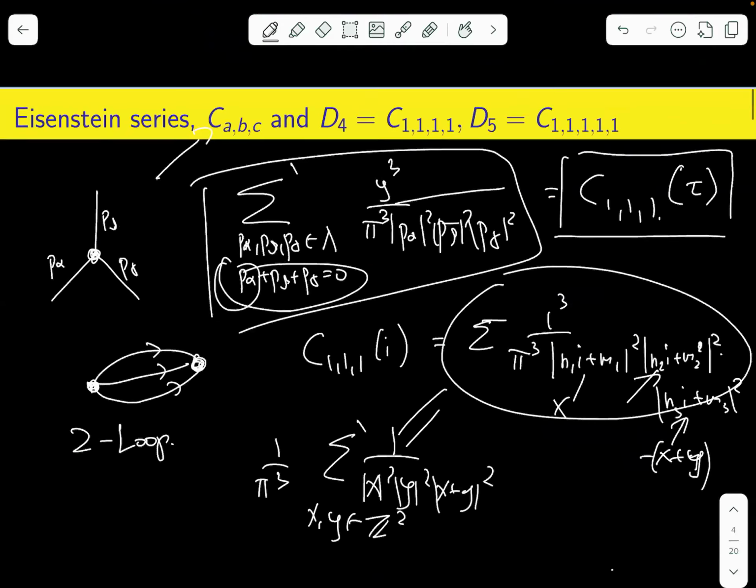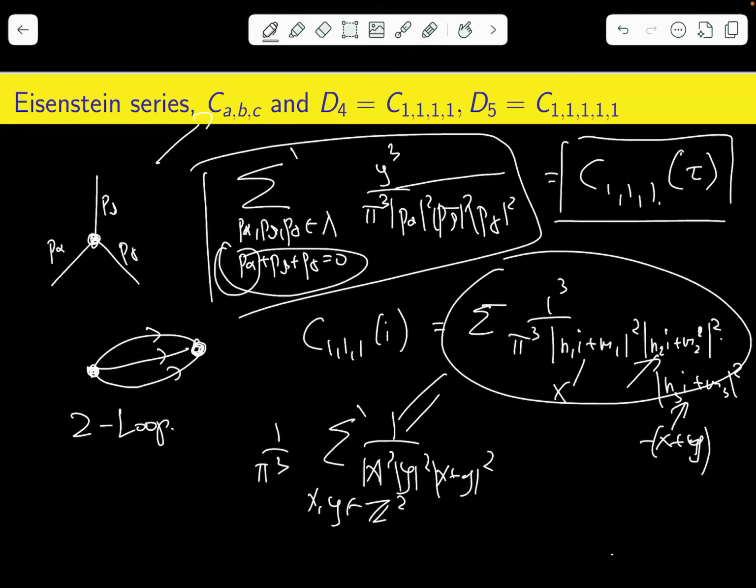Okay, that was C111. Now what is C_ABC? C_ABC is just the same, but when you put here some powers: p alpha to the power A, p beta to the power B, p gamma to the power C, and here you have A plus B plus C.